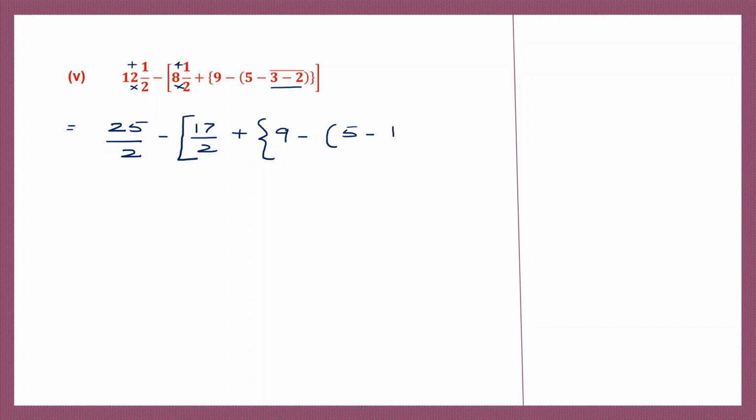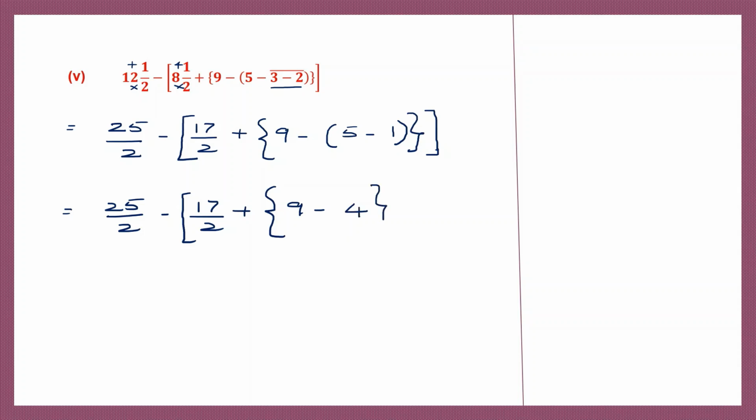So we have removed a bar bracket, put back the parenthesis, the curly bracket and the square bracket. So now we only have 3 brackets. We have the square bracket, the curly bracket and the parenthesis, and we have to work out the parenthesis before removing it. So let's write everything else as it is. We have 25 by 2 minus 17 by 2 plus 9 minus 5 minus 1 is 4. So we have removed our parenthesis. Let's close our curly bracket and the square bracket.